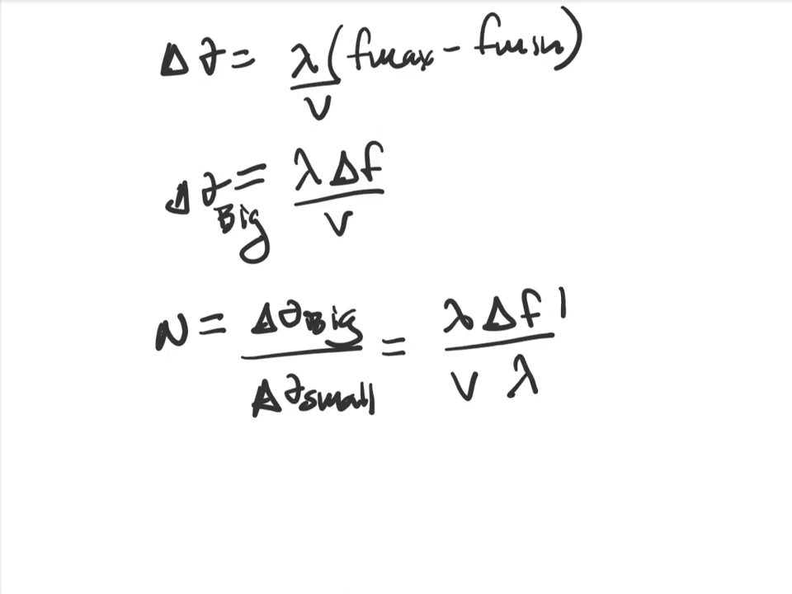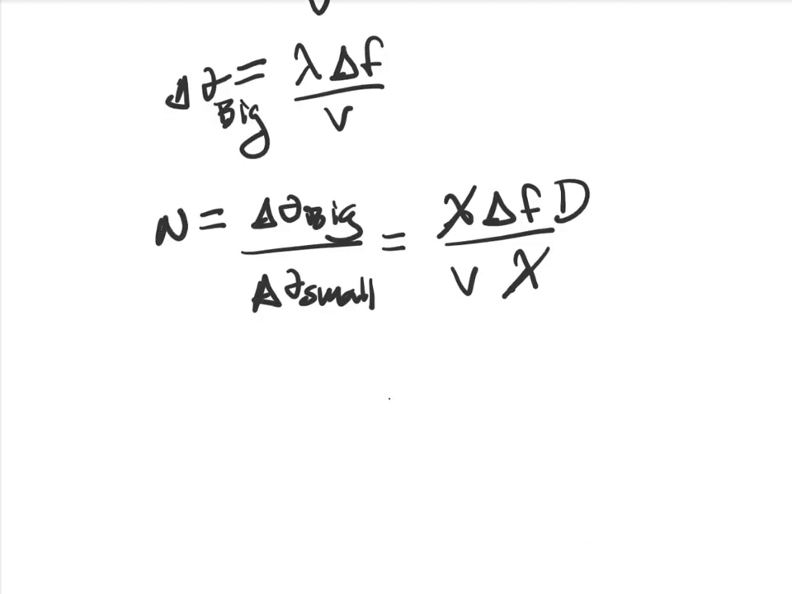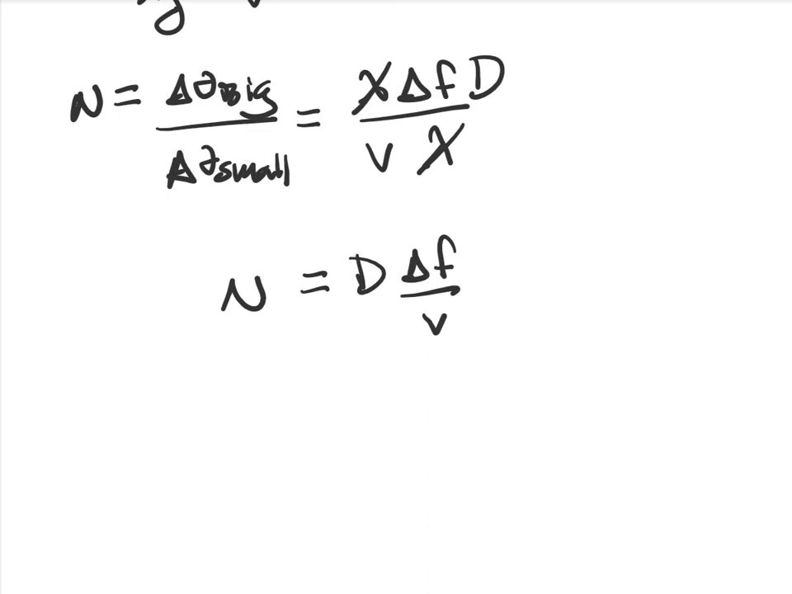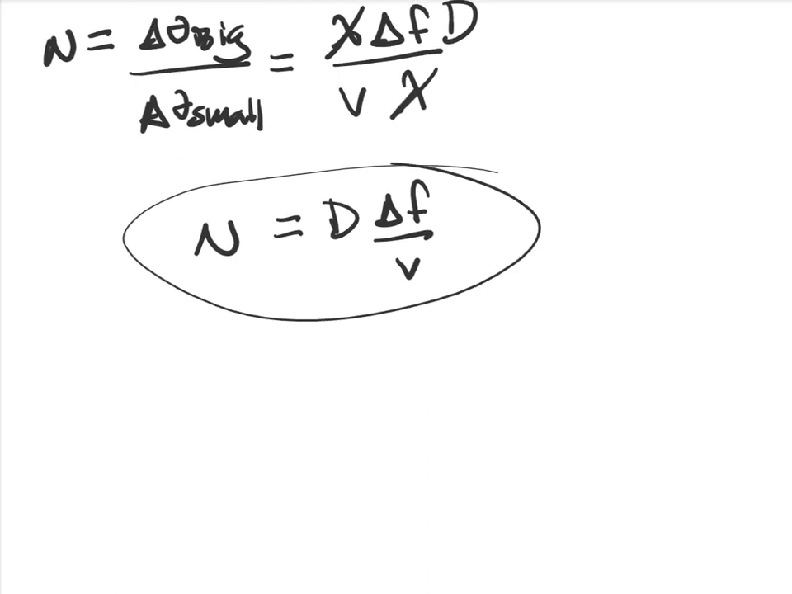And then the beam divergence is lambda over D. The lambdas cancel out. You get N equals D, that's the illuminated aperture of the AOM, times the bandwidth of the AOM over the velocity of the sound in the AOM.